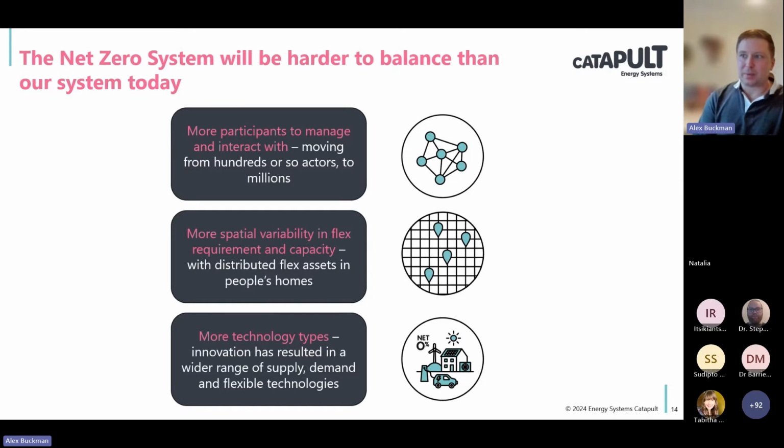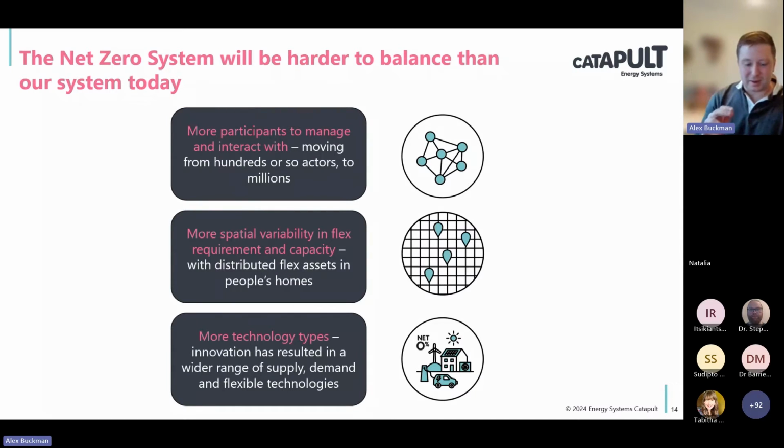So the first one is a big one: more participants to manage and interact with. When I mentioned before that we have around 100 different actors, at least historically, that we vary on the supply side in response to demand, that's because our electricity networks have typically had quite a bit of headroom on them. Now in the future, we anticipate that we're going to move from hundreds to millions.